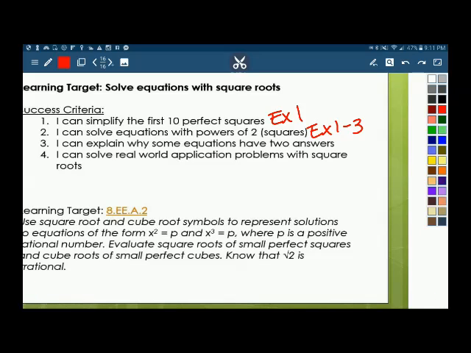I can explain why some equations have 2 answers. We did that from the key concept through example 3. The entire time we talked about how there might be a positive and a negative version. And we also solved real-world applications. That was our third example.